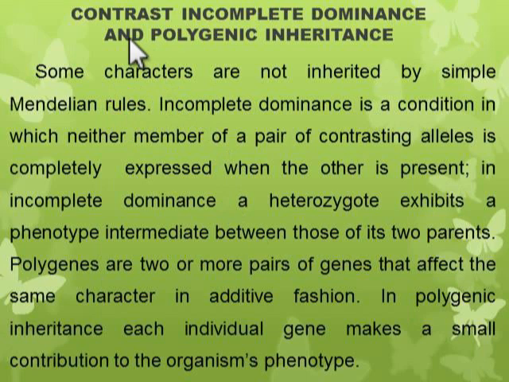So lastly, let us contrast incomplete dominance and polygenic inheritance. Some characters are not inherited by simple Mendelian rules. Incomplete dominance is a condition in which neither member of a pair of contrasting alleles is completely expressed when the other is present. In incomplete dominance, a heterozygote exhibits a phenotype intermediate between those of its two parents. Polygenes are two or more pairs of genes that affect the same character in additive fashion. In polygenic inheritance, each individual gene makes a small contribution to the organism's phenotype.